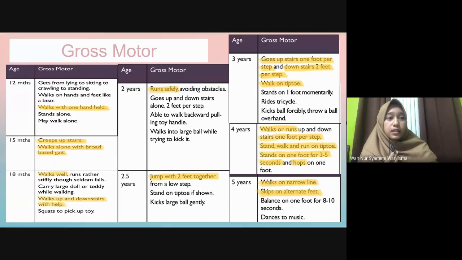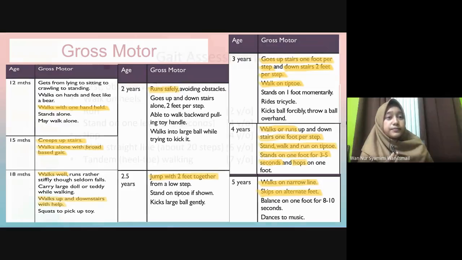As you can see, at 12 months of age they can walk with one hand held, and at 2.5 years they can jump with two feet together. For 3 years old, they can walk on tiptoe. For 4 years old, they can run and hop. For 5 years old, they can walk on a narrow line.